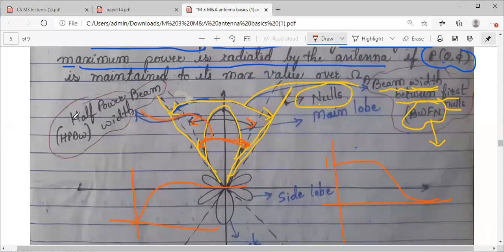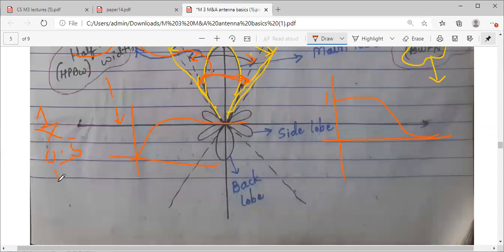So half power in the sense, for example, if your power is 1, half power means it is not 0.5. No, this is wrong. Half power means when you go for 3 dB roll off, your power gets reduced from 1, but the reduction value is not 0.5, it is not 1 by 2. It is 1 by root 2. And what is the value of 1 by root 2?